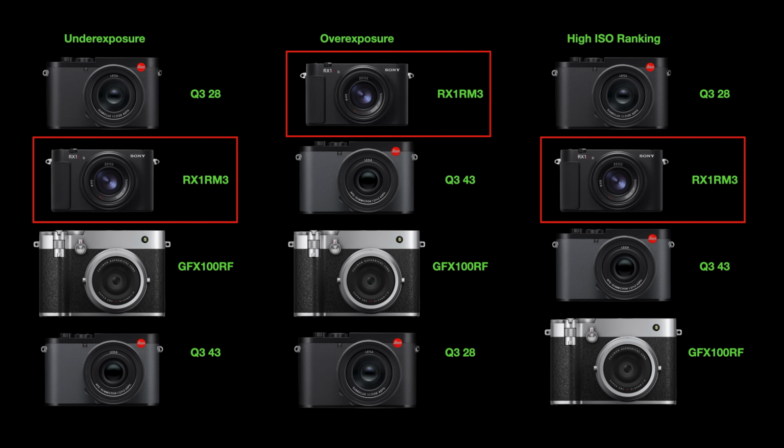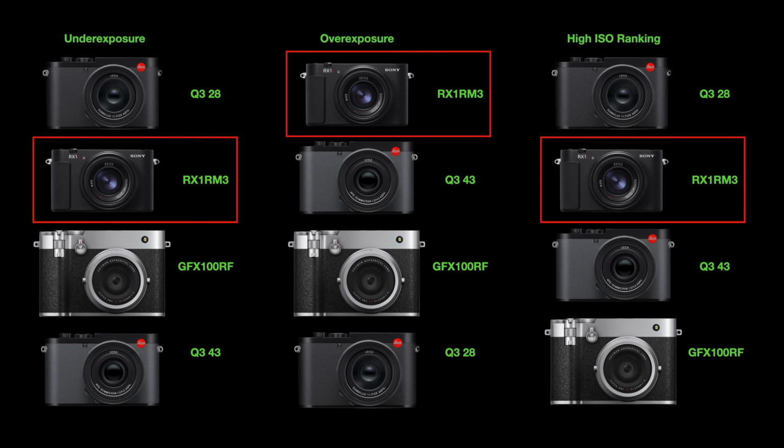In overexposure, the Sony is number 1. In underexposure and high ISO ranking, it's consistently number 2. And I think that is an interesting result, in particular for those who consider to buy the Sony RX1R III based on its size and lightweight, or for those who have already bought it. Congratulations! You bought yourself a smaller camera which keeps pace very, very well with its strong competitors from the Leica camp and the Fuji camp.